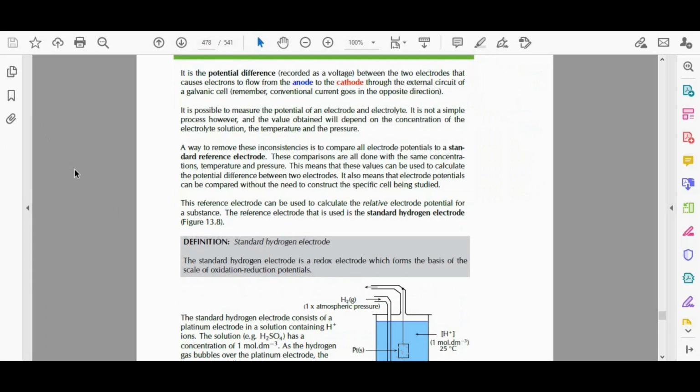The definition for a standard hydrogen electrode is that it is a redox electrode which forms the basis of the scale of oxidation reduction potentials.